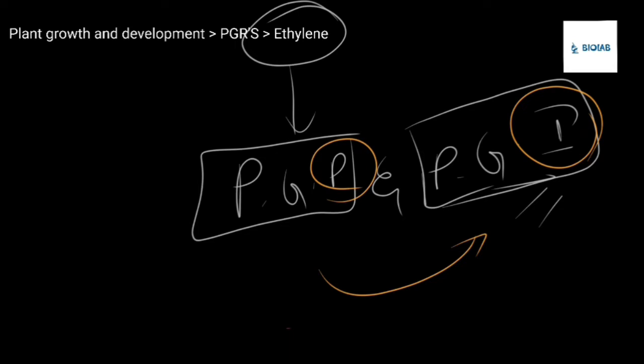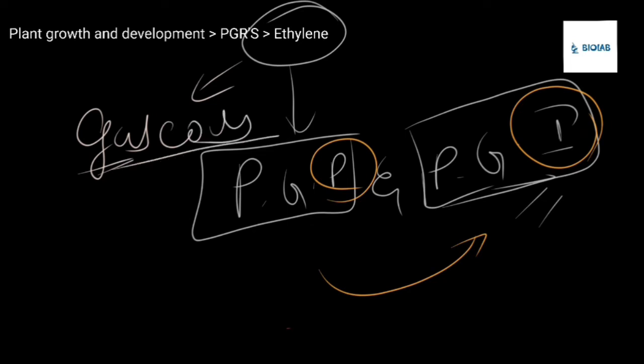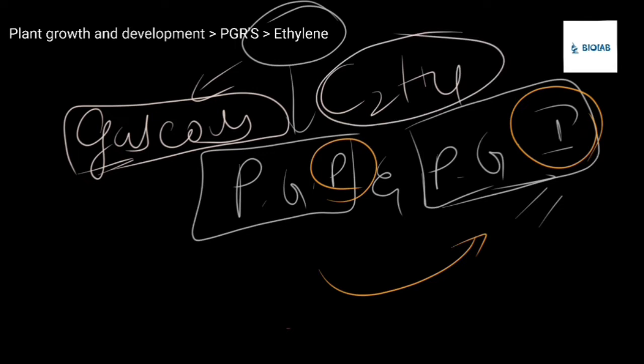Another simple and interesting thing about ethylene as a PGR is that it is a gaseous PGR. One of the gaseous PGRs of the plant is C2H4, ethylene. This is the gaseous PGR, and it is synthesized in large quantities. Let me write it.